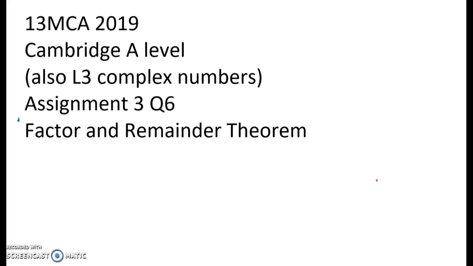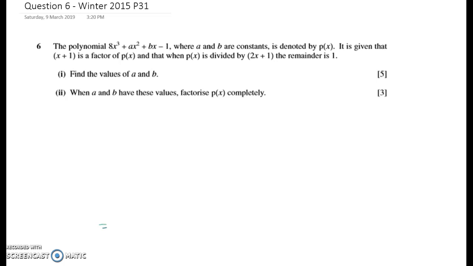This is question 6 from assignment 3 in the Cambridge A-level assignments from 2019. It's a really straightforward question about the factor and remainder theorem. So if you're watching this and you're doing level 3 calc, you might want to watch as well. What makes it not easy is if you don't spot that it's a factor and remainder theorem question.